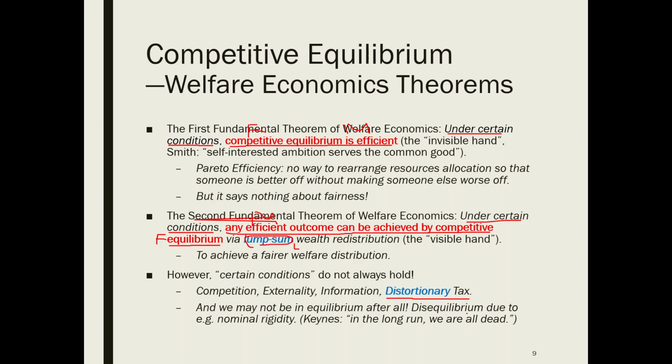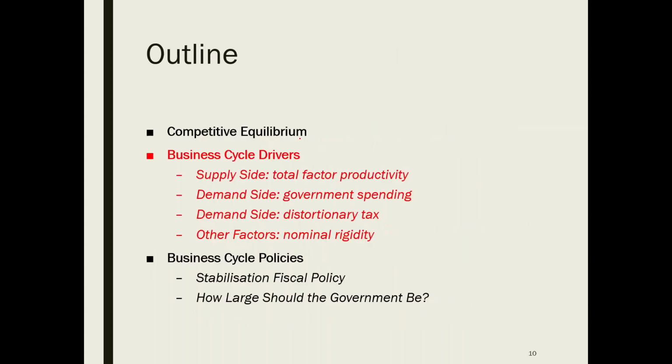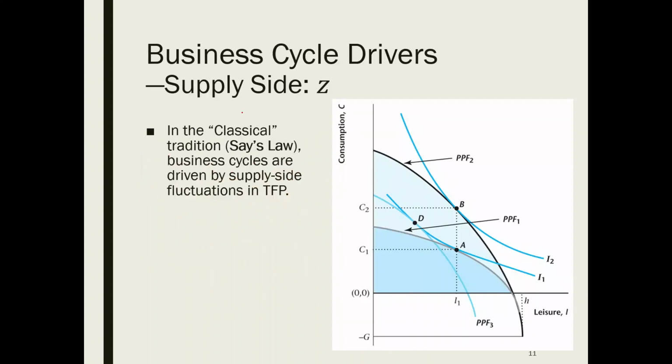Now that we have obtained the competitive equilibrium of the static model, it is time to apply this model to explain business cycles in the labor market. We will analyze the effects of 4 driving factors, which are all exogenous. The first factor we are going to analyze is the total factor productivity Z on the supply side. In the classical tradition, as Say's law argues, business cycles are driven by supply-side fluctuations in total factor productivity. The argument is that supply creates its own demand. If one is more productive, then he has higher income, and a higher income means greater demand.